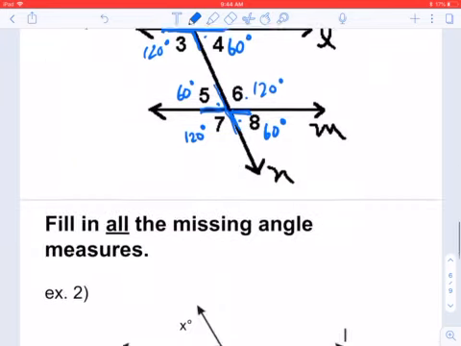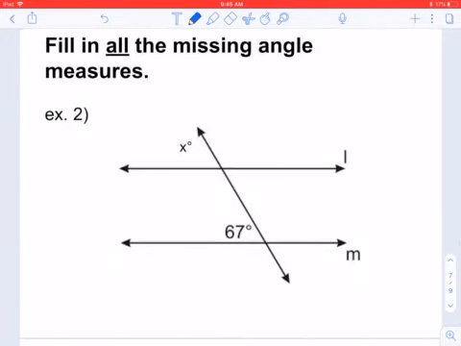All right, let's try another one. So let's go ahead and fill in all the missing angle measures. So if this is 67 degrees, then let's go to the angle that is vertical to it, which would be right here. That means this is 67 degrees.